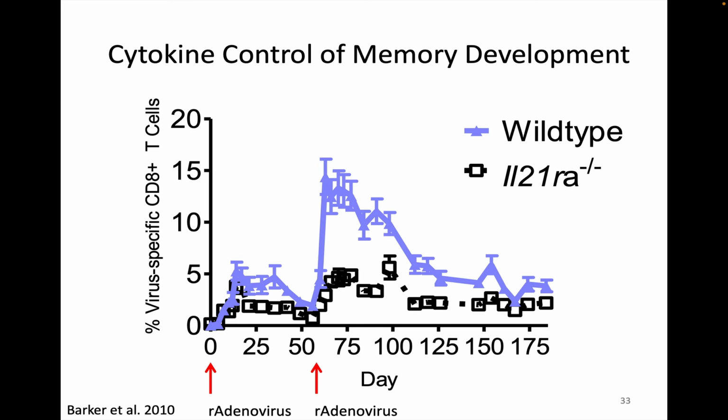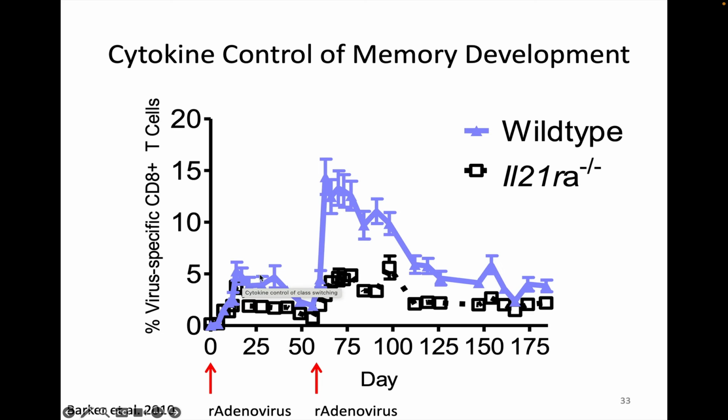And this is actually how one would do experiments like this. These are some experiments that I did in graduate school where I was looking at a response to a particular virus, a recombinant adenovirus. I infected the mice at day 0, and those mice either were wild type, which are shown in the purple line, or mice that were missing a cytokine receptor. This is the IL-21 receptor, which is another member of the common gamma chain family.